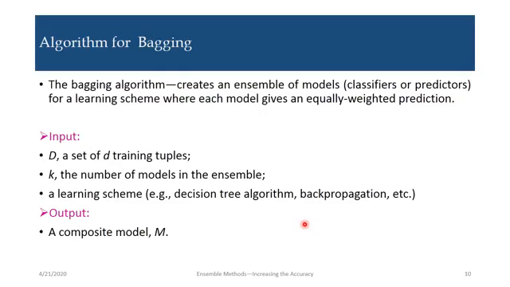Now here we will discuss the algorithm for bagging. The bagging algorithm creates an ensemble of models, that is classifiers or predictors, for a learning scheme where each model gives an equally weighted prediction. The input to this algorithm is D, a set of d training tuples; k, the number of models in the ensemble; and a learning scheme, where you can choose a decision tree or backpropagation, any classifier. The output is a composite model, M*.